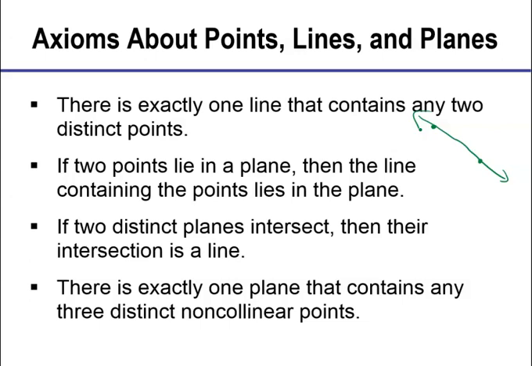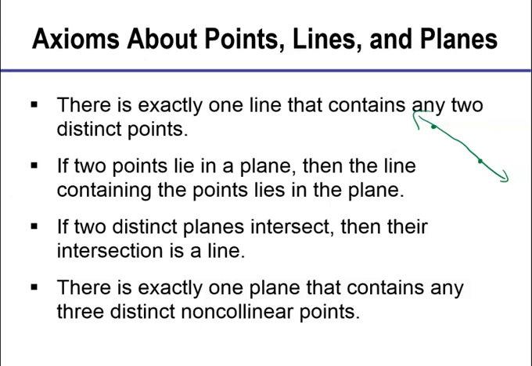If 2 points lie in a plane, then the line containing the points lies in the plane. Okay, so if I were to pick 2 points in a plane, the line would also be in the plane. I think that makes sense without me subjecting you to me drawing a plane. If 2 distinct planes intersect, okay, picture that. Picture 2 pieces of paper intersecting each other, or 2 tabletops intersecting each other. Then their intersection is a line, right?